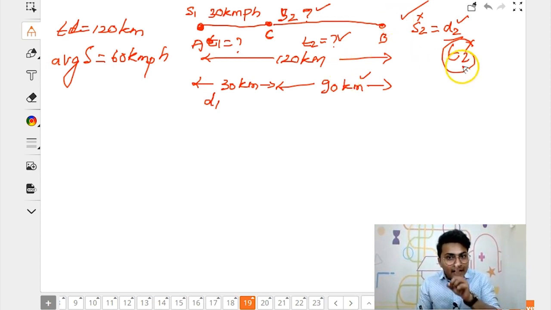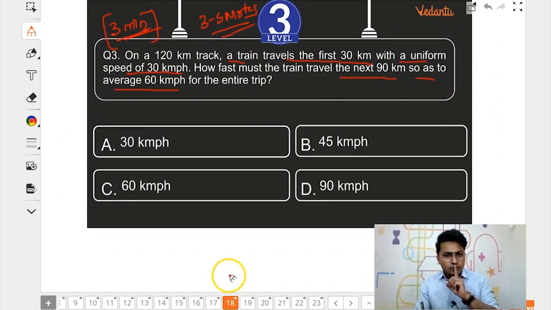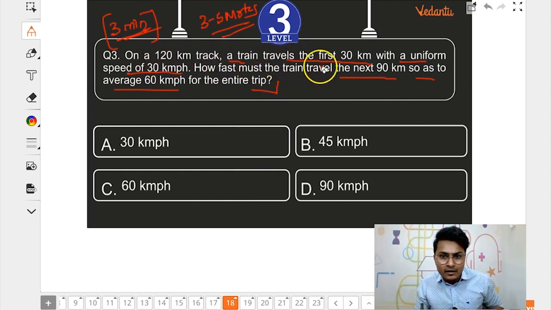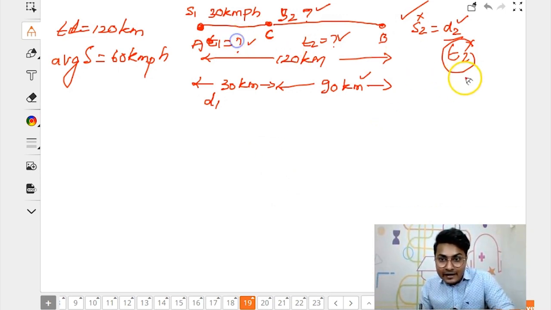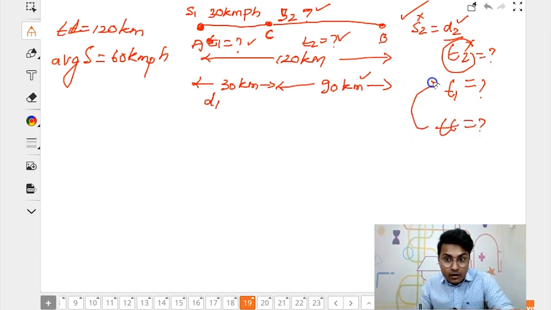Okay? To get this time T2, I should get the time T1. Because I believe they have told us the total time also. Have they? No, they have not told us the total time also. Interesting. Let me read the question. On a 120 kilometer track, a train travels the first 30 kilometers. Okay, so that means I don't have the total time also. So basically, I need T1, T2, and I need total time also. Once I get total time, I can find out T1. Once I have T1, then I can find out T2. As simple as that. So let's follow that procedure.